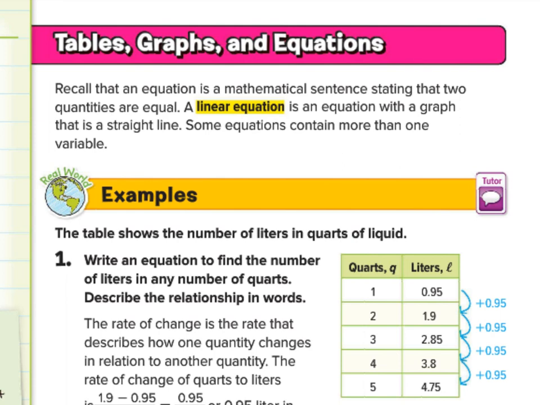Okay, let's look at one of our key points for this lesson: tables, graphs, and equations. Recall that an equation is a mathematical sentence stating that two quantities are equal, right? Equation, hence the word equation. One side is the same as the other. A linear equation is an equation with a graph that is a straight line. Some equations contain more than one variable.